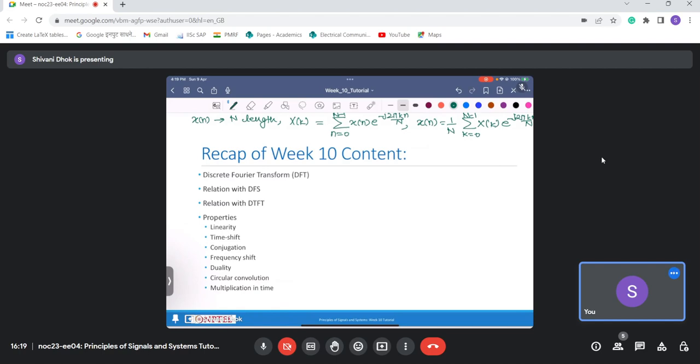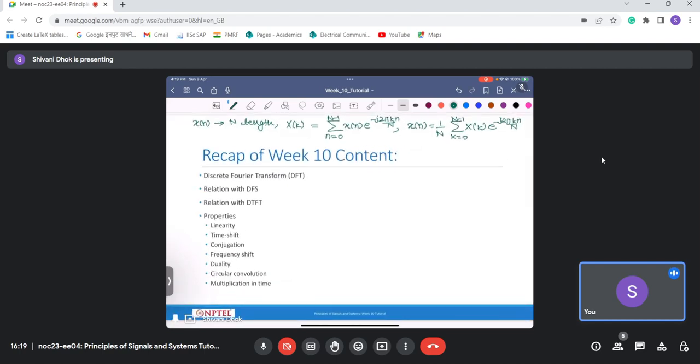Now this DFT has a relationship with the discrete Fourier series and the discrete-time Fourier transform. The discrete Fourier series coefficients c_k times N is equal to X[k] if we consider this x[n] to be periodic with period N. And the relation with its DTFT is that X[k] can be obtained as X(omega) at omega equal to 2 pi k by N.